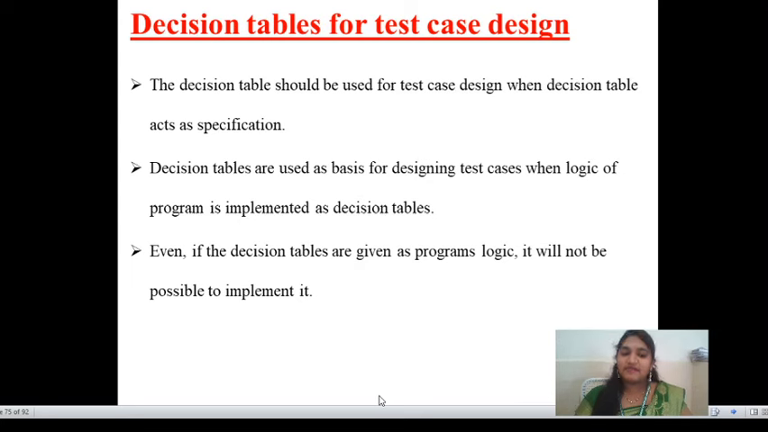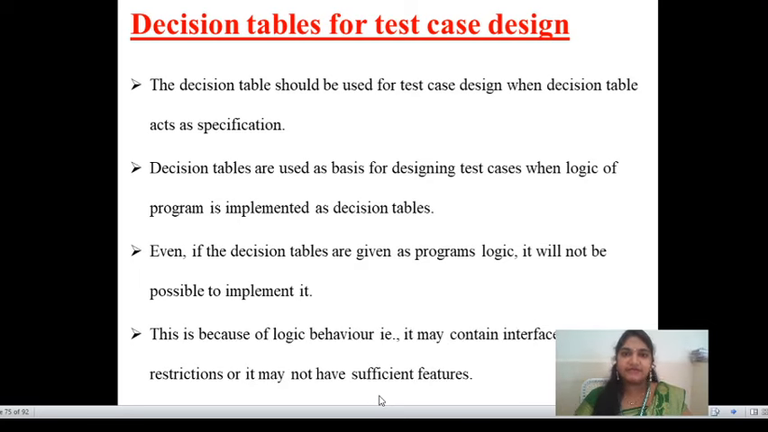Even if the decision tables are given as the program's logic, it will not be possible to implement it. If we take the decision table as the program's logic, the logic condition of the program code, it will not be possible to implement. This is because of logic behavior: it may contain interfaces or restrictions, and it may not have sufficient features. So this is a way to define decision tables for test case design.